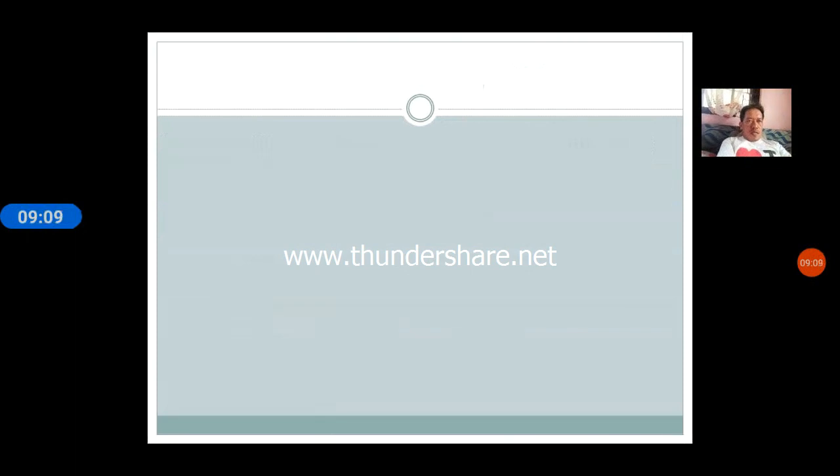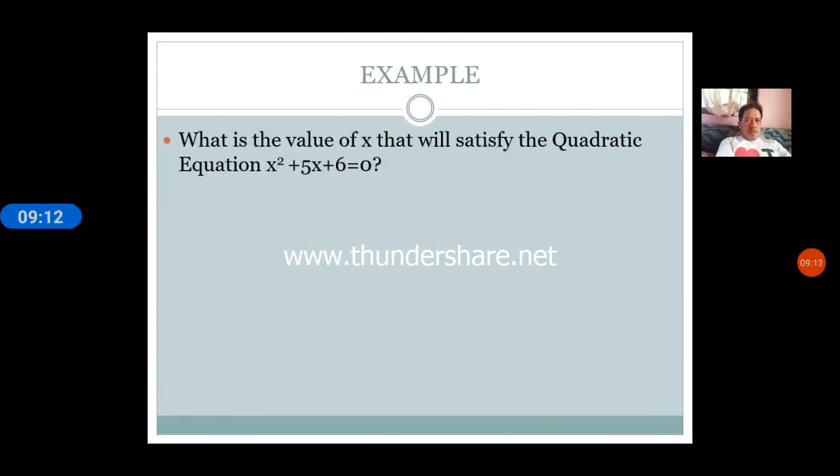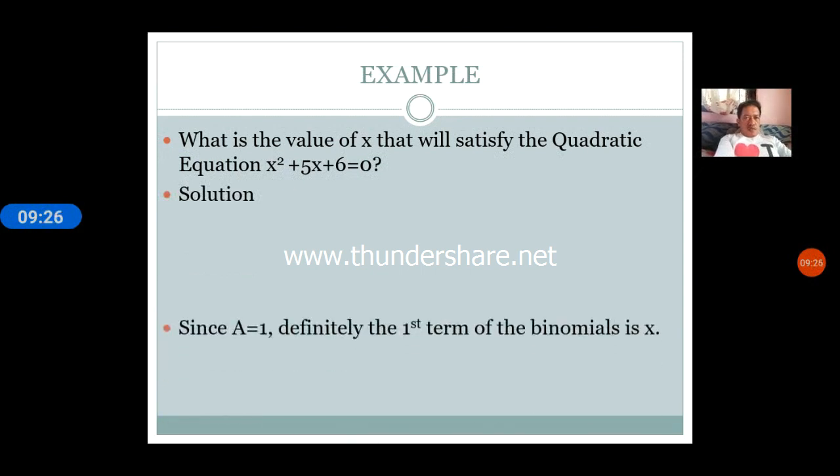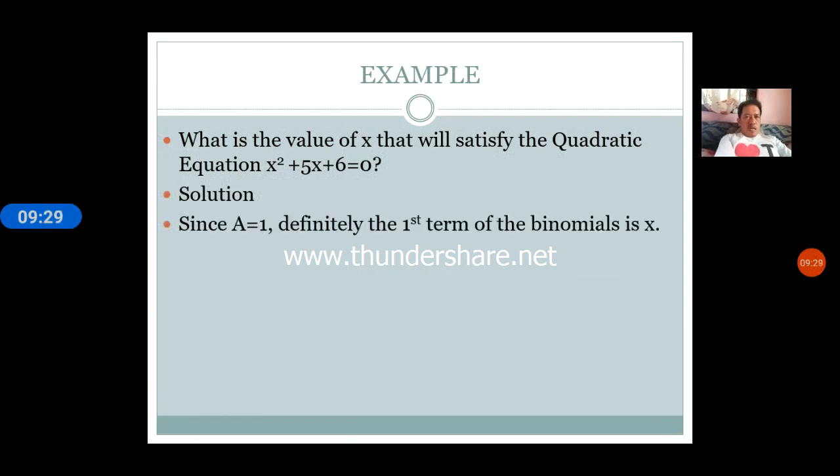Okay, so let us now have an example. What is the value of x that will satisfy the quadratic equation x squared plus 5x plus 6 is equal to 0? So let us have the solution. Since a is equal to 1, as we can see, that is x squared, definitely the first term of each binomial is x. So we will just look for the last term of the binomials.